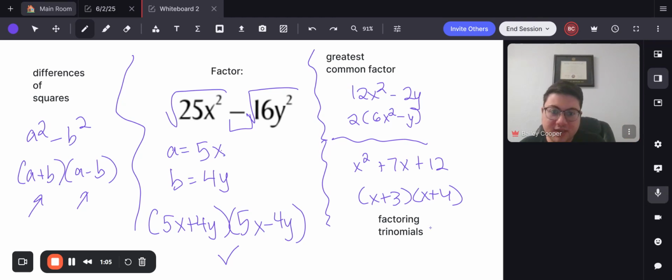Factoring trinomials, like I mentioned, only works when you have 3 terms. So that's really easy to decide if that's going to apply to you or not. And then differences of squares, similar to factoring trinomials, they have a very specific way that they look. It's something that is a perfect square minus something else that is a perfect square that you can square root.